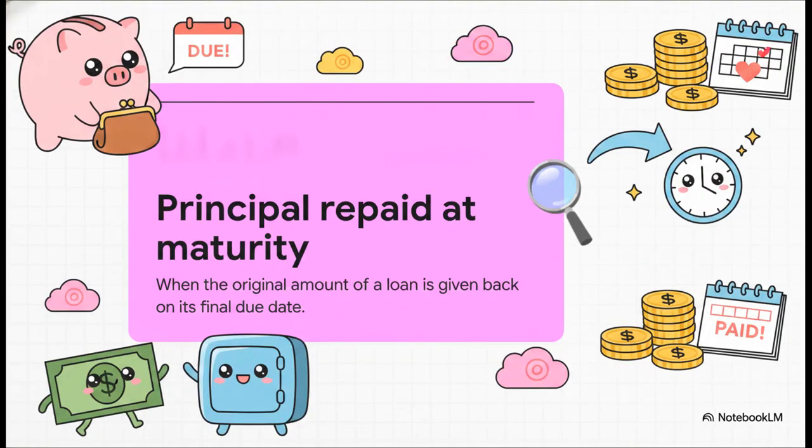Principal repaid at maturity. This means that the original base amount of a borrowed loan, which we call the principal, is given back to the lender precisely on its final agreed-upon due date, known as maturity.